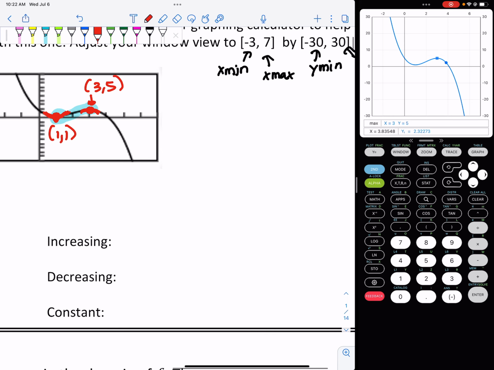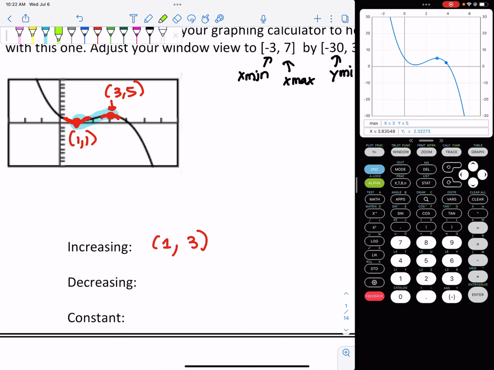So now that we have the location of those points, we can now identify the interval of increasing. So for increasing, the x where it starts is at x equals 1. The x where it ends is at x equals 3. Decreasing. Okay, highlight where it decreases. The x value where it starts to decrease is negative infinity. The x value where it stops decreasing is at x equals 1.